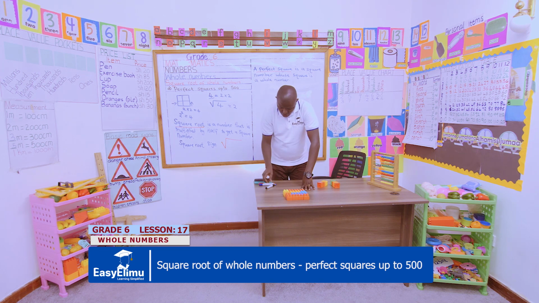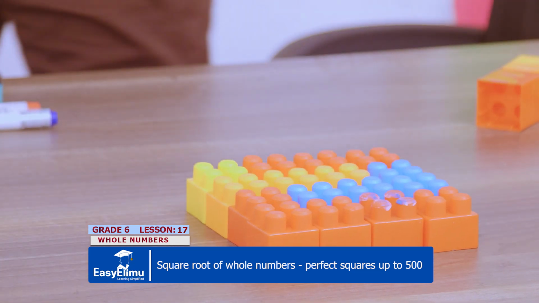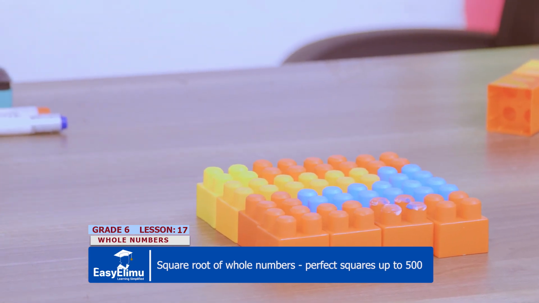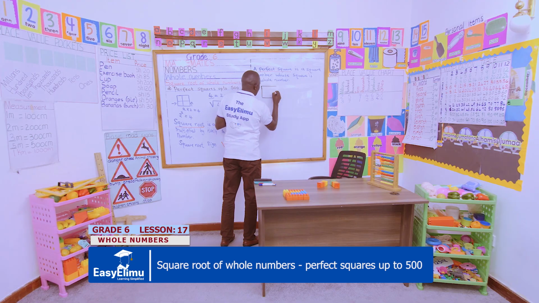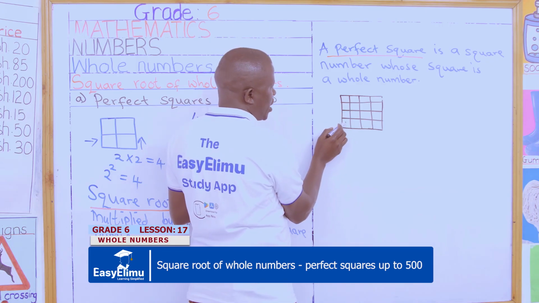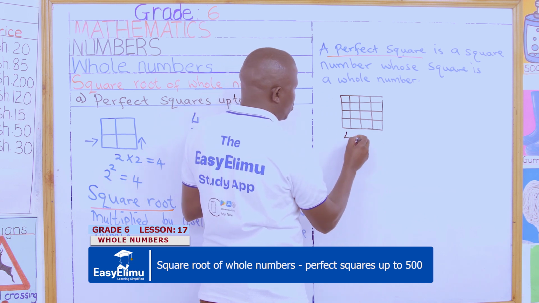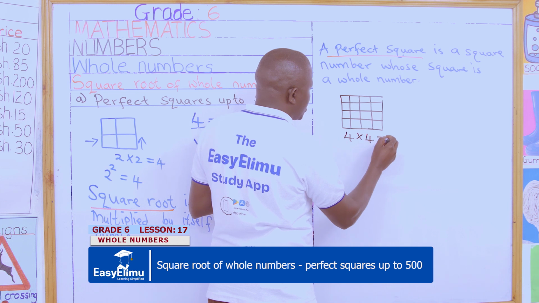So we have something of this. Let us count: 1, 2, 3, 4, 5, 6, 7, 8, 9, 10, 11, 12, 13, 14, 15, 16. Yes. The number of rows, we have 1, 2, 3, 4 rows. Columns, 1, 2, 3, 4. So it's 4 multiplied by 4 is equal to 16.